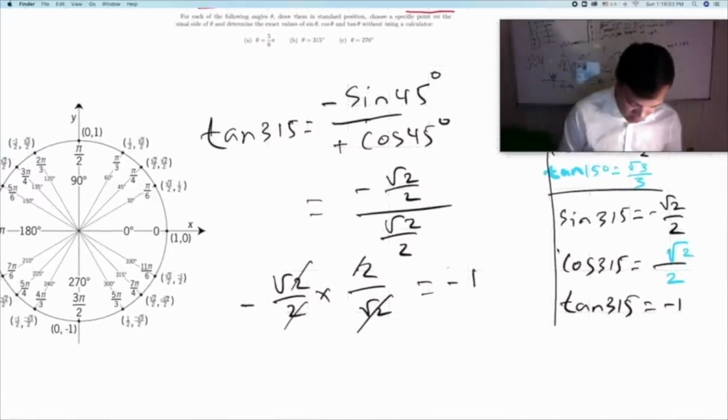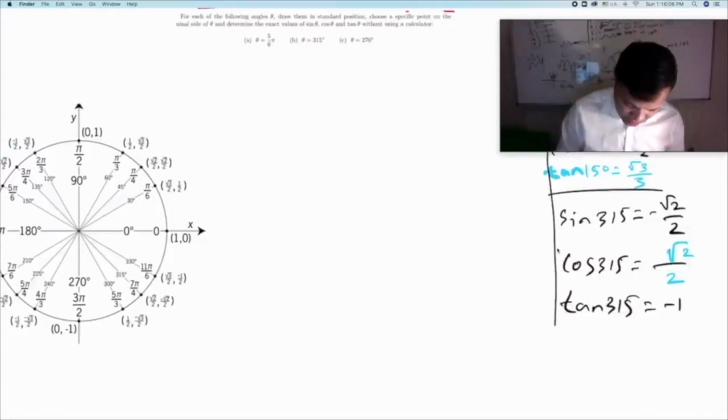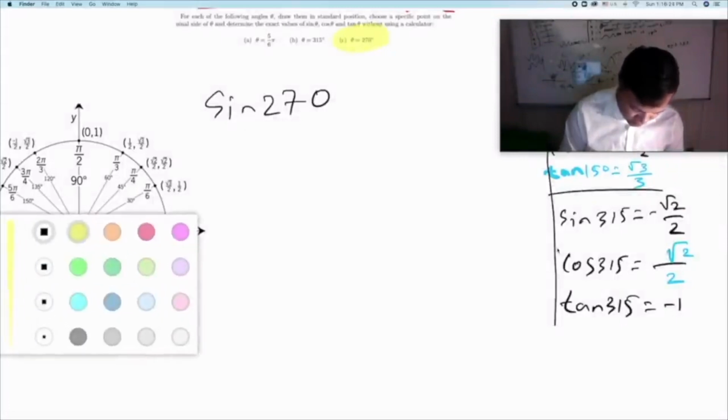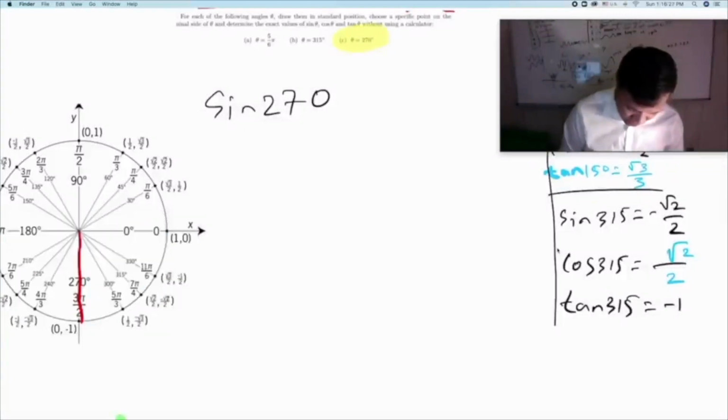And what is our last one? The last one is theta equal to 270. The unit circle tells us that sine 270 is negative 1. We know that sine 270 is y over r. Y is negative 1 and r is 1, so it is negative 1.